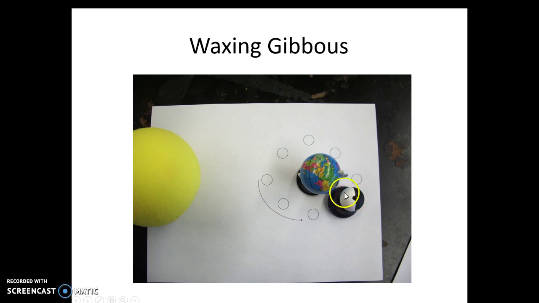You should be seeing more than half a circle here. This is a waxing gibbous. It's growing larger. It's more than half a circle.